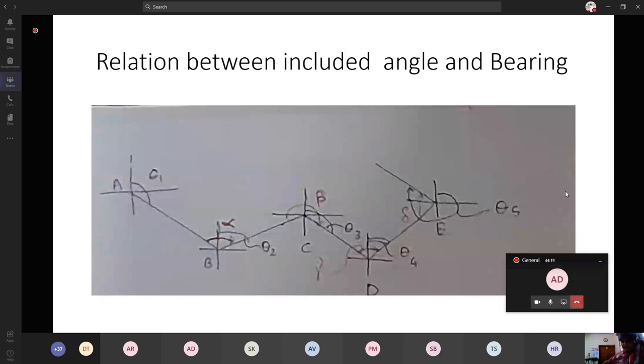Tell me. Theta 3 is equal to theta 2 plus beta minus 180. Okay. Now what is theta 4?